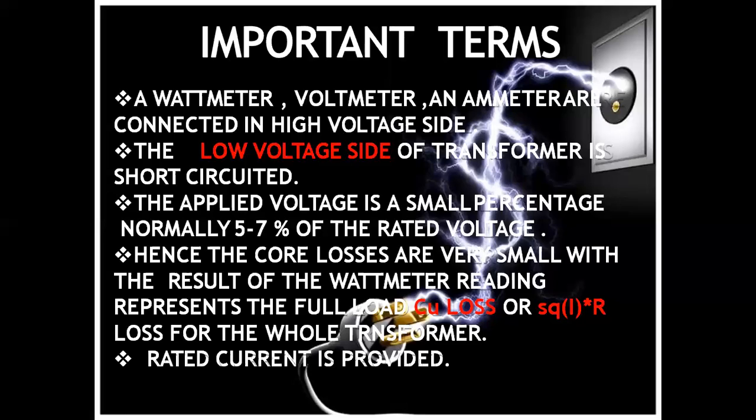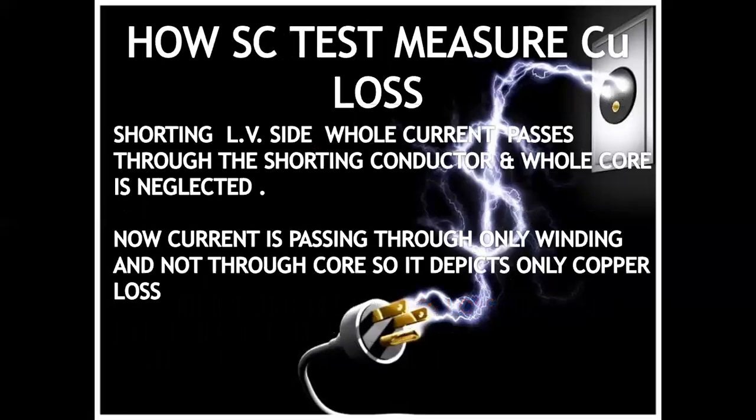So from the open circuit test, we will find the iron loss of the transformer, and from the short circuit test, we will find the full load copper loss of the transformer. So how does the short circuit test measure the copper loss? We are shorting the low voltage side with the help of a thick wire, which means we are allowing the current to pass through the shorting conductor, and we are neglecting the whole core.